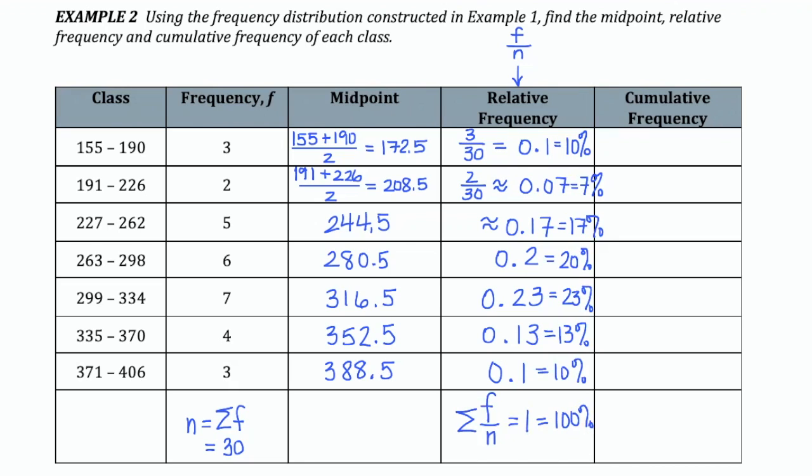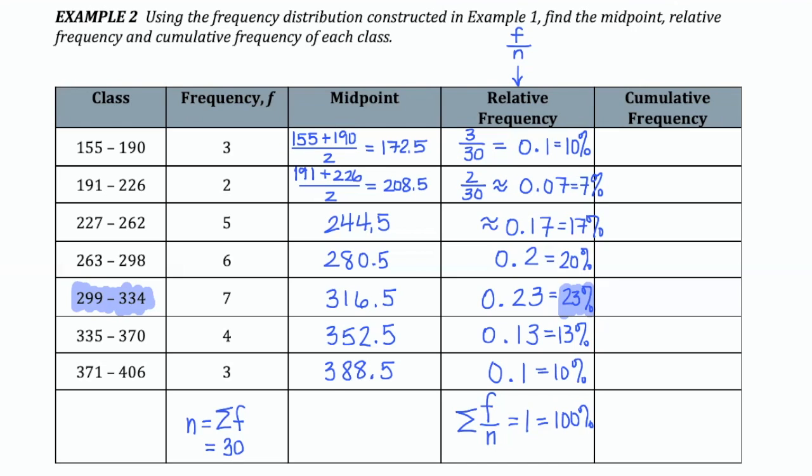So now I'm able to answer a question like, where does most of the data on the list fall? I look for the highest percentage, and most of the data, 23%, falls between 299 and 334. Okay, so that's relative frequency. The last one we're going to talk about in this video is the cumulative frequency. Now, living in Buffalo, New York, you should be familiar that when it snows, they start reporting the snow accumulations. So it's related to that word.